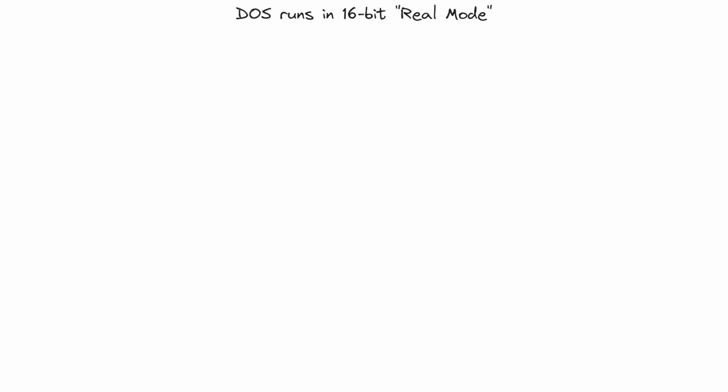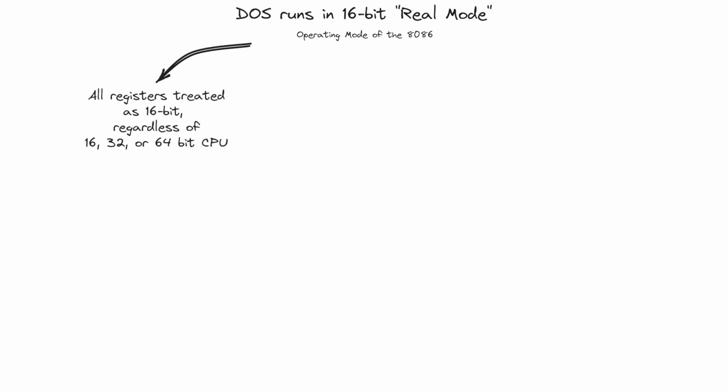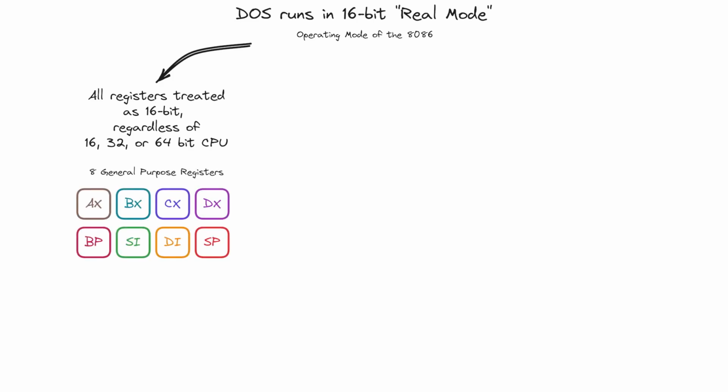DOS is a 16-bit operating system and along with its programs operates in what's called real mode. This was the operating mode of the 8086 and 8186 processors and is the initial startup mode on the 286 and all future x86 processors for compatibility reasons. But what does this actually mean? Regardless of whether you have a 16, 32, or 64-bit CPU, all registers are treated as 16 bits. You also only have access to the base set of 8 general-purpose registers. There are exceptions, but for simplicity's sake, we'll ignore that for now.